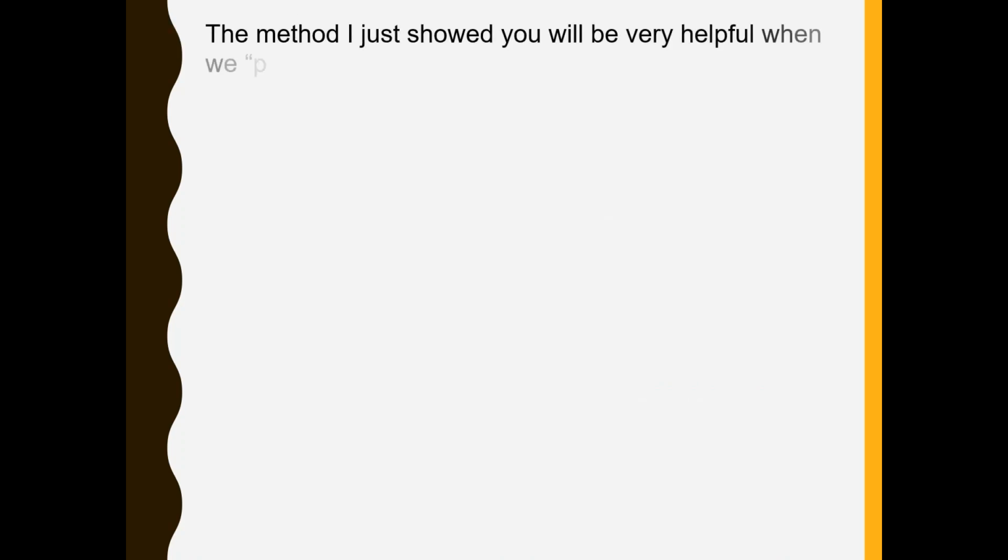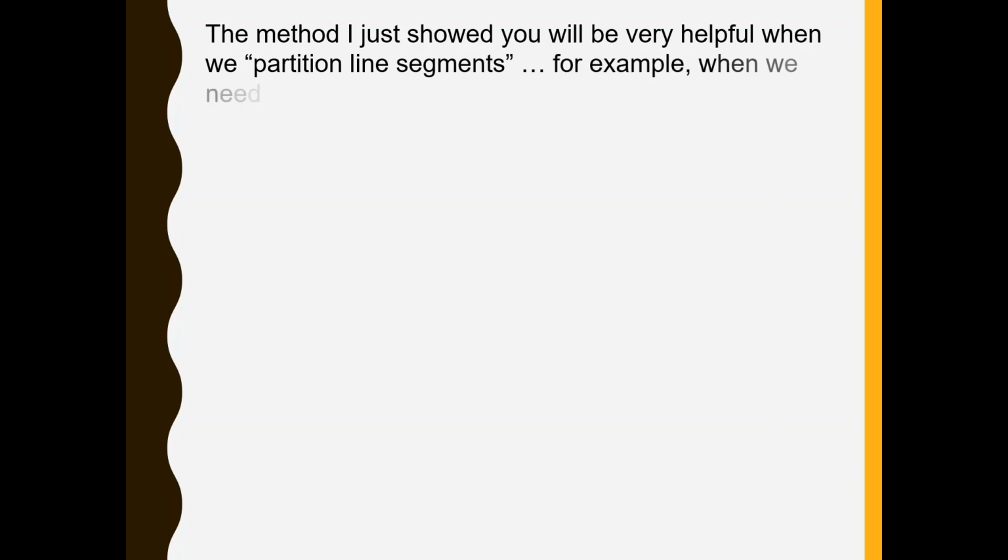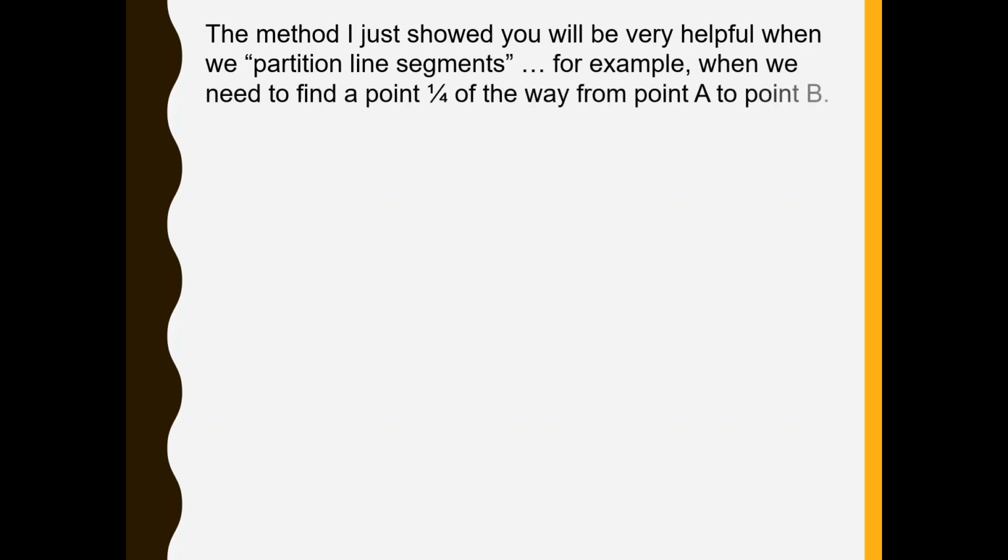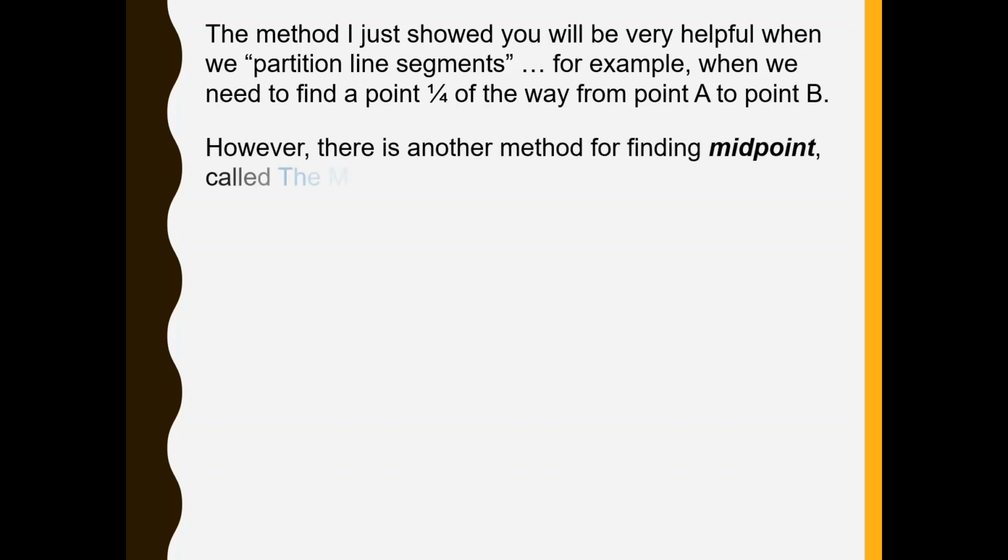The method I just showed you is going to be very important when we partition line segments, not halfway. Maybe we need a point a fourth of the way, or a third of the way, or 2/3 of the way. That method is going to be what we use. However, for midpoint, there is another method, and it involves averages.